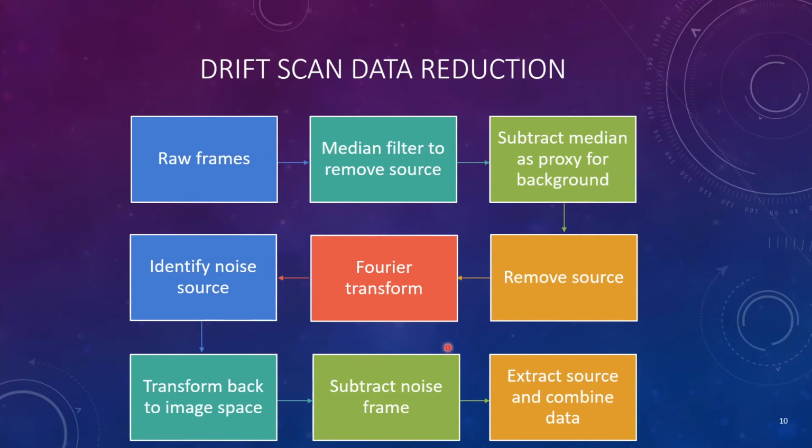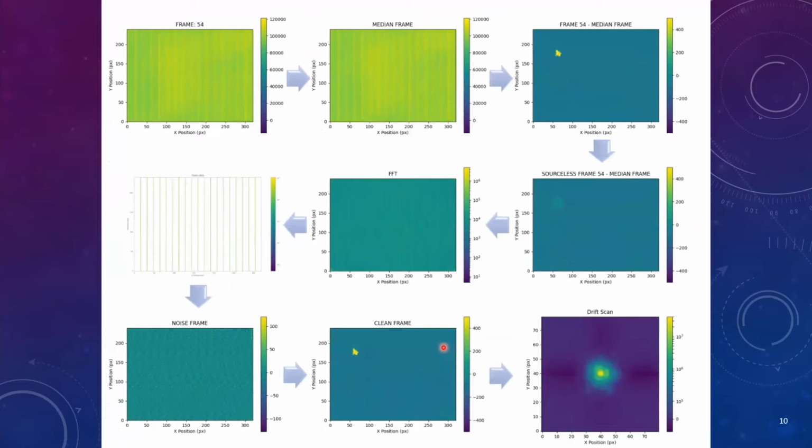and combine the data. So how does this look with our images themselves? We have the raw frame here, and the source is here, barely visible in that area. We can make that median frame to remove it, and then subtract both to have the source in that first frame. We can remove that source to move into frequency space. There we can see what we call trend lines, which are the array readout noise in our particular case. We moved back into the image space, and then we can finally have a clean frame by subtracting that as well. Then we can produce a final image by repeating this process for every individual frame, extracting the source, and co-adding at the end.